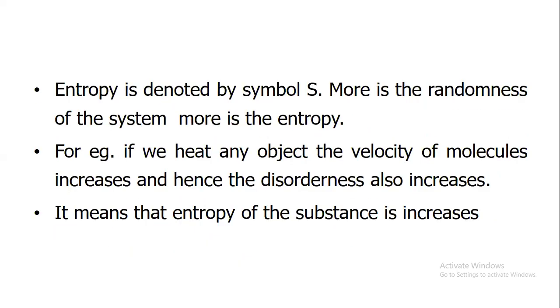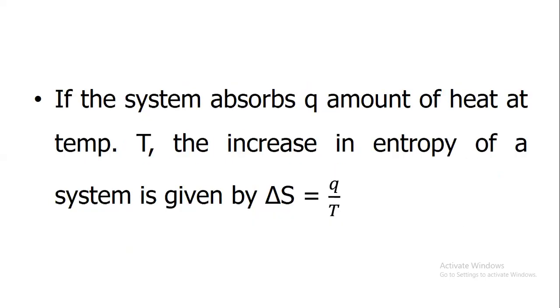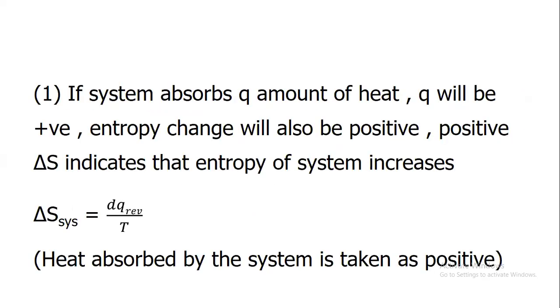Entropy is denoted by the symbol S, and the more the randomness of the system, the more the entropy. For example, if we heat any object, the velocity of molecules increases and hence the disorderliness also increases. It means that the entropy of the substance increases. If the system absorbs Q amount of heat at a temperature T, the increase in entropy of the system is given by delta S equal to Q over T.